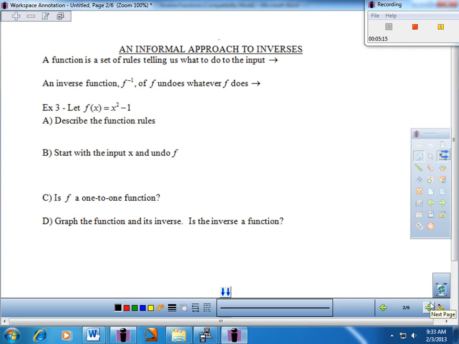And what we're going to do is take a look at two different perspectives on inverses today. A more informal approach, a more conceptual approach, if you would, and then a more formal or more algebraic approach, probably on the back side. So I think you saw this sentence before on a previous notes worksheet, and I probably had mentioned it's one of the most important sentences of the entire semester. It really breaks down the notion of a function. A function is very simply a set of rules telling us what to do to the input. An input goes into a function, the function manipulates it, out comes an output.